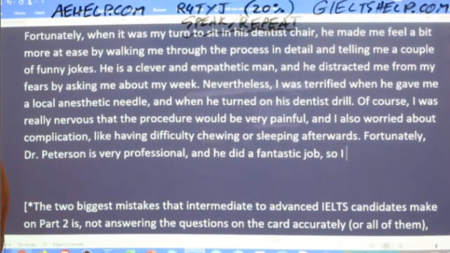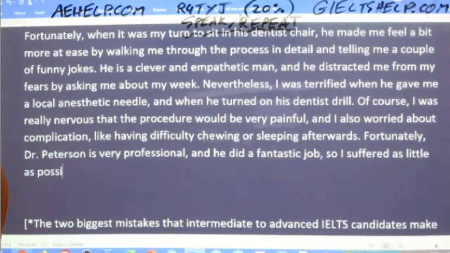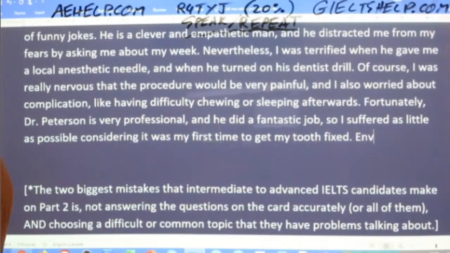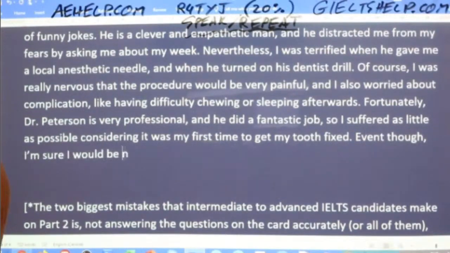So I suffered as little as possible, considering it was my first time to get my tooth fixed. Even though I'm sure I would be nervous if I had to see him again.